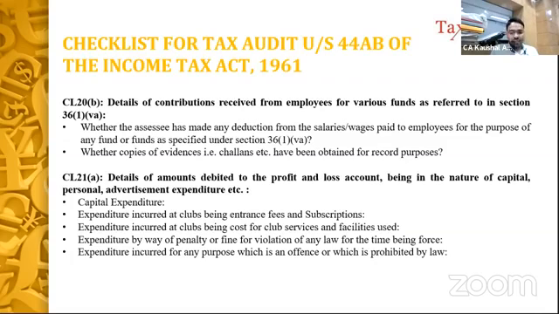The next is clause 21, where we have to make sure that amounts debited in the P&L but which are in the nature of capital, personal or advertisement expenditures are reported here. Like any capital expenditure which has been passed to profit and loss, or any expenditure incurred by the SSC for subscriptions or club services, or any fine or penalty paid by the SSC for violating any law. So we have to report it accordingly under clause 21.